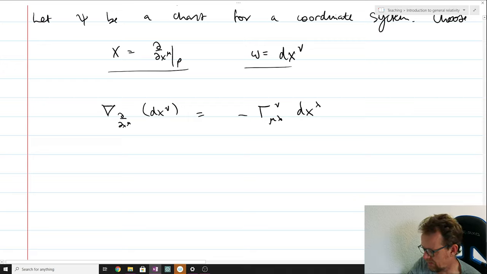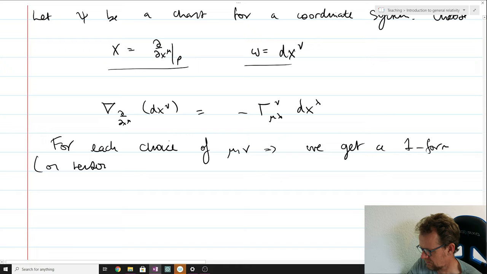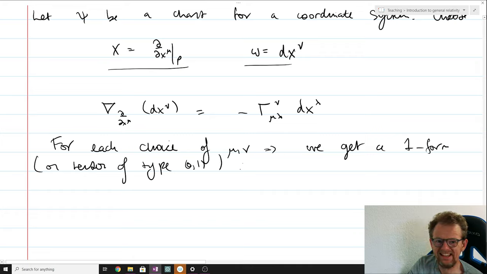Now, geometrically, for each choice of mu and nu, and this is a basis dependent choice now, we get a one form or tensor of type 0, 1. So, we've got a bunch of one forms indexed by mu and nu, and these have a name. These are called the connection one forms.